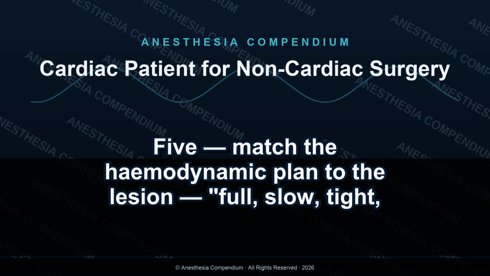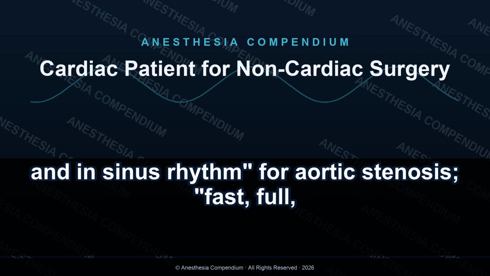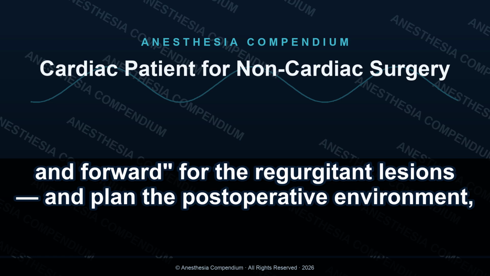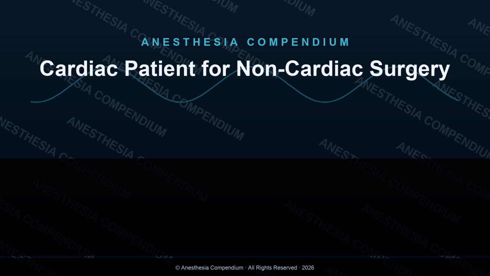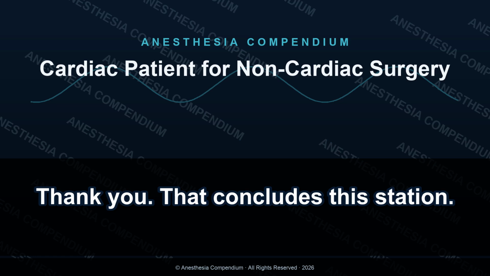5. Match the hemodynamic plan to the lesion. Full, slow, tight, and in sinus rhythm for aortic stenosis. Fast, full, and forward for the regurgitant lesions, and plan the postoperative environment, including troponin surveillance, before induction. Thank you. That concludes this station.